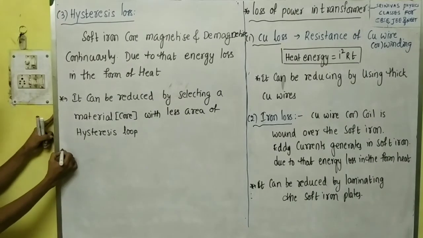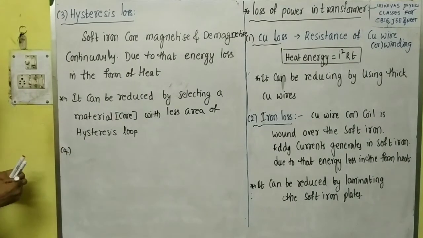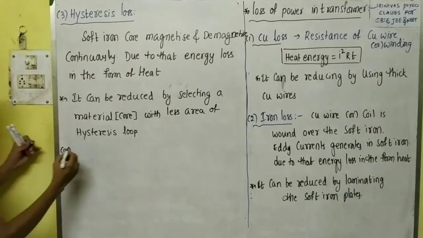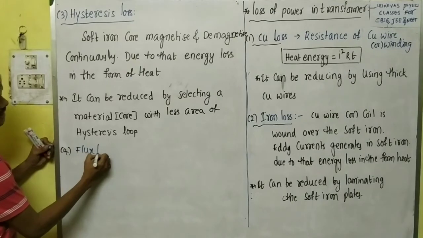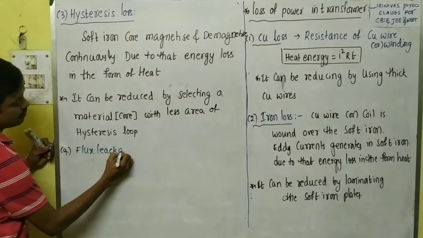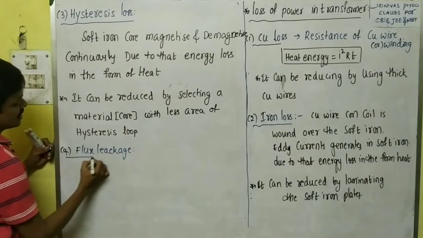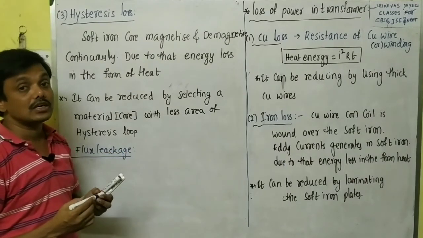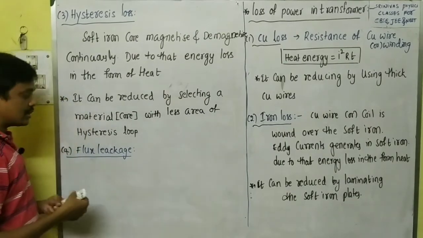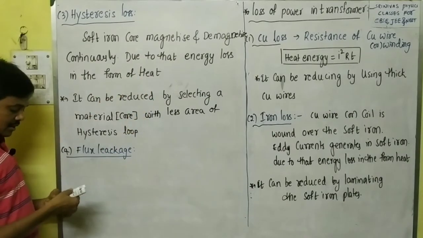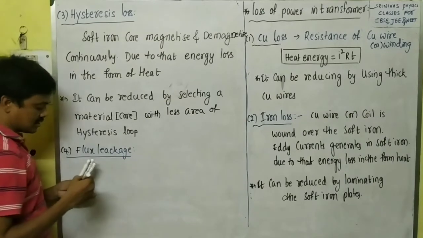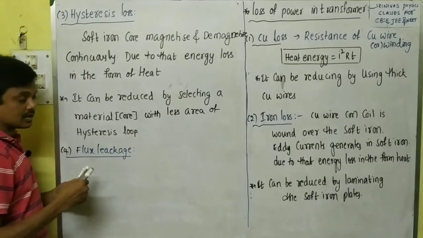And the fourth and last one is flux leakage. What is this flux leakage? Due to flux leakage also, the input is not equal to the output. Actually, the change in flux generated in the primary coil should link with the secondary coil, but in that moment it passes through the air. Loss of flux occurs due to air gaps.